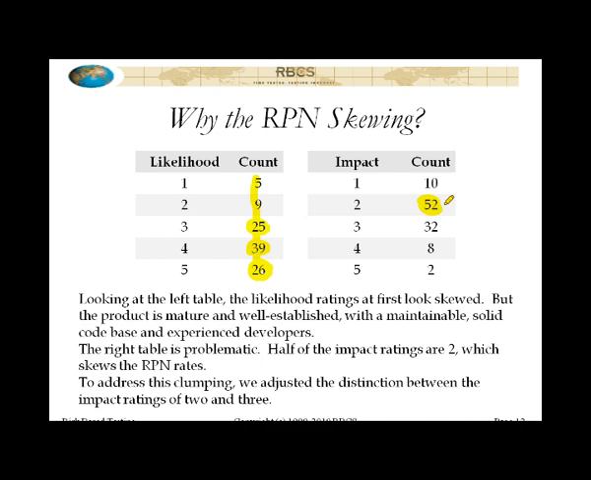Now, it's possible that there's something fundamental about the application that tends to skew the impacts towards the higher end of the scale too. But the bigger issue is, if that were the case, you'd expect that you see the kind of distribution that we see over on the likelihood side. But certainly you don't want 50% of the risk items to have the same impact rating. That's a clumping issue where you have a problem with distinguishing between the impact ratings, in this case of 2 and 3. So we fixed that.